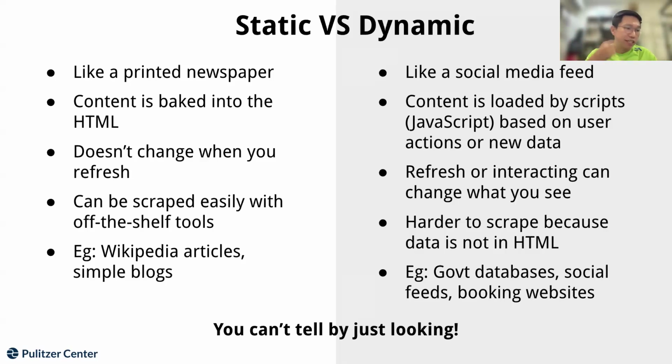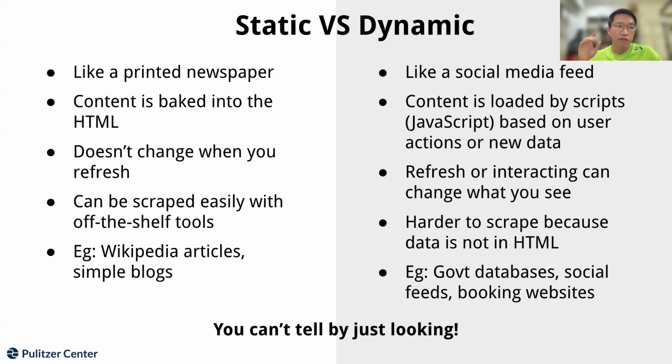When you refresh it, the data doesn't change. It's still there. So usually if you find that you're able to see the data in the HTML source code, this is a static website, right? And you can scrape it easily with the tools that Fernanda has just recommended. So the example would be like Wikipedia articles, very simple blogs or portfolio websites.